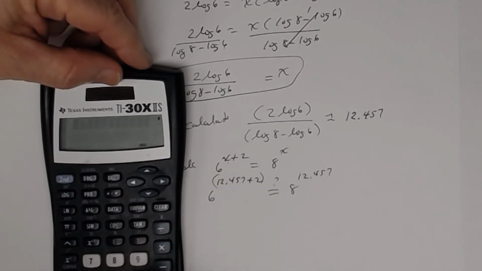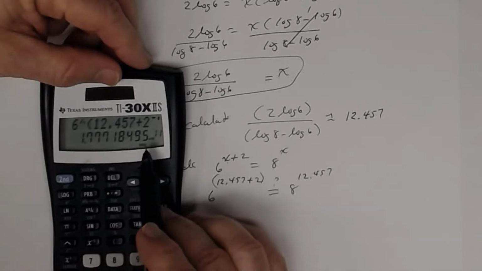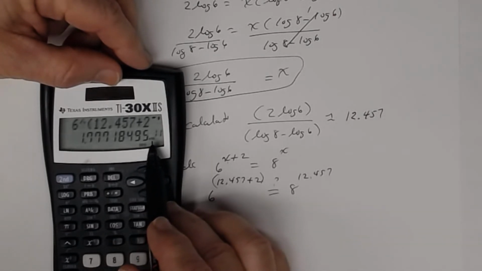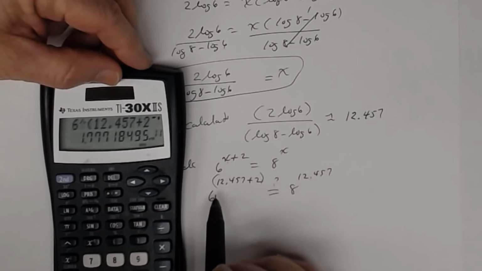All right, so let's do this again. So 6 raised to the parentheses 12.457 plus 2, close the parentheses, equal. All right, now notice, I just want you to verify, this is in scientific notation, okay? It's because that's a huge number. You can see that it's huge.